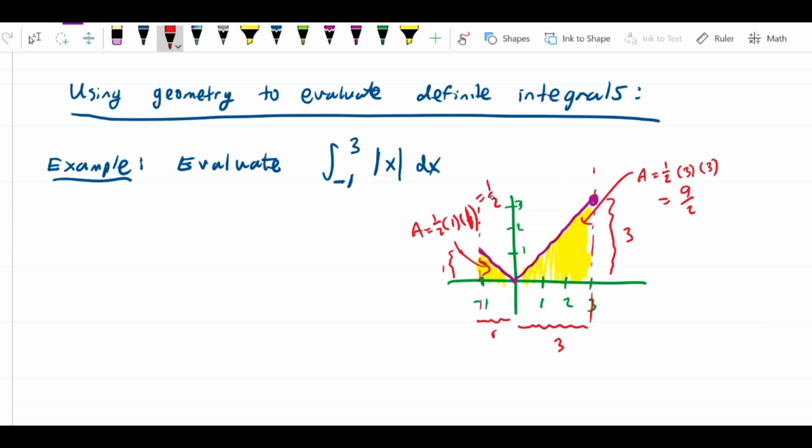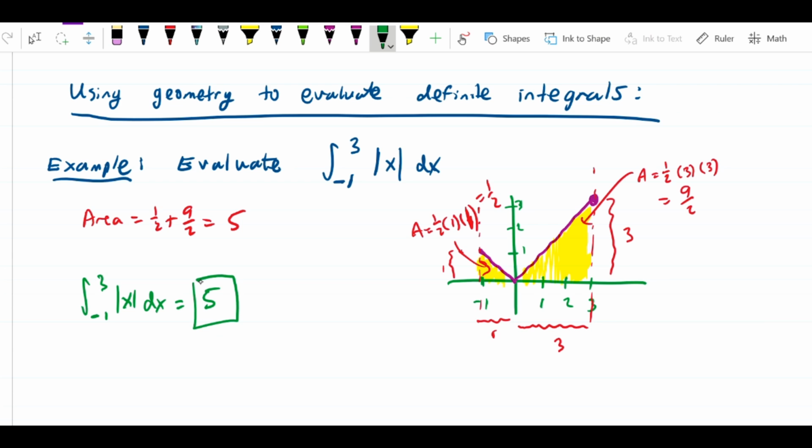So the total area that we're looking at is equal to 1/2 plus 9/2, which is 10/2 or 5. So that's the area that we can see here. Therefore, we can conclude, keeping in mind that an integral is not synonymous with area, it's a way of calculating a certain type of area, that the integral from -1 to 3 of the absolute value of x dx is equal to 5.